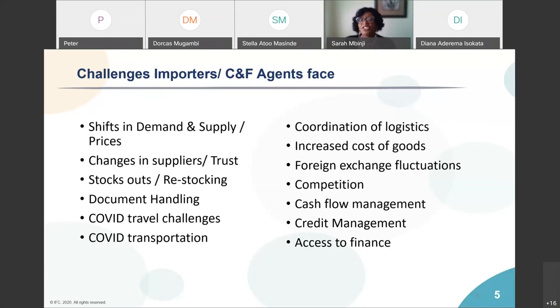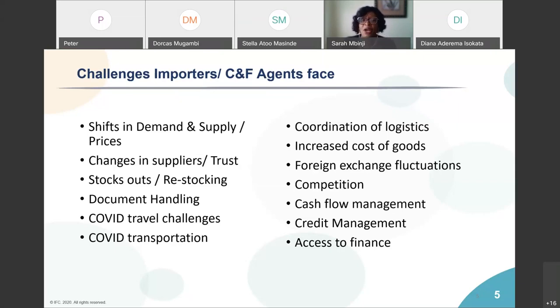So these are some of the challenges that we're facing, and we're trying to see how we can go around that. Of course, there are also changes in suppliers, especially for those of us who are importers. If one route is blocked, is it possible that I can identify another supplier who can give me a quality product or something similar to what I was supplying before? That's one way of looking at it.